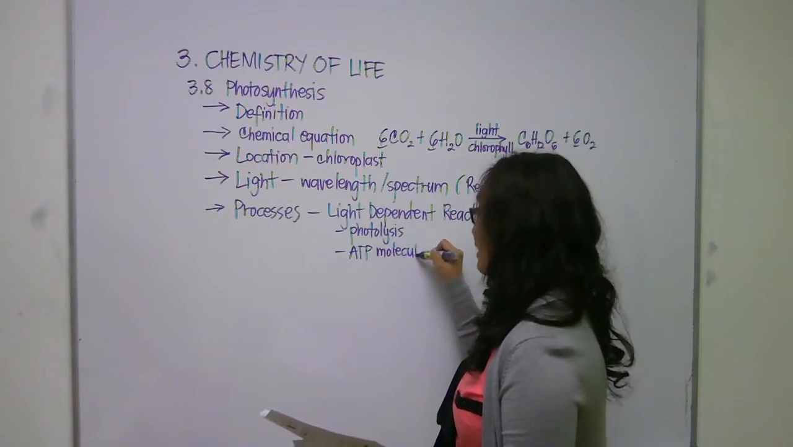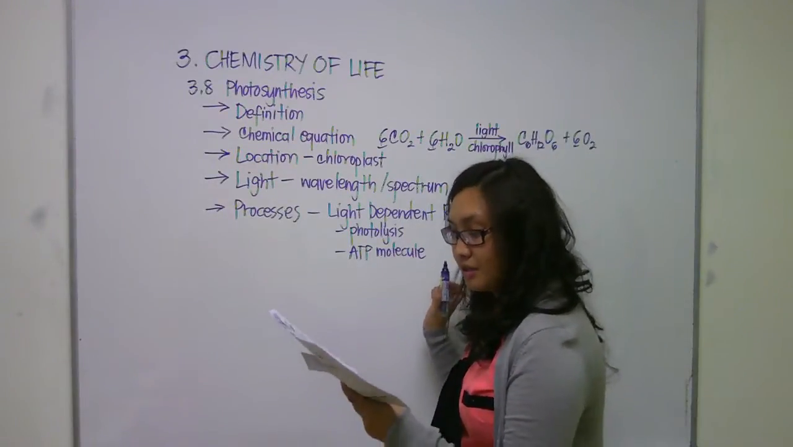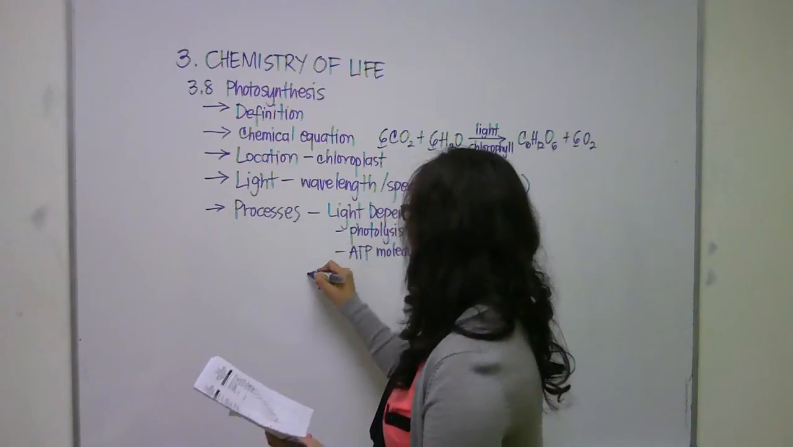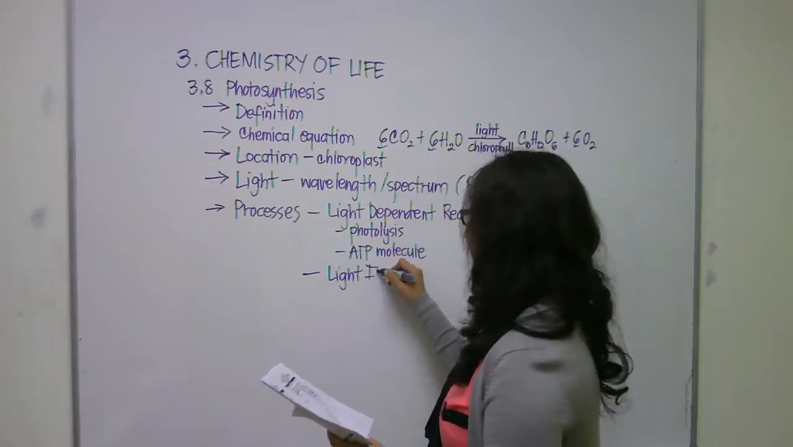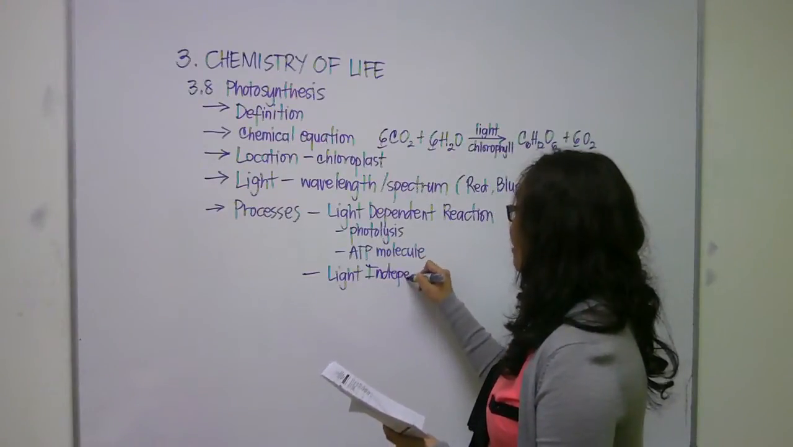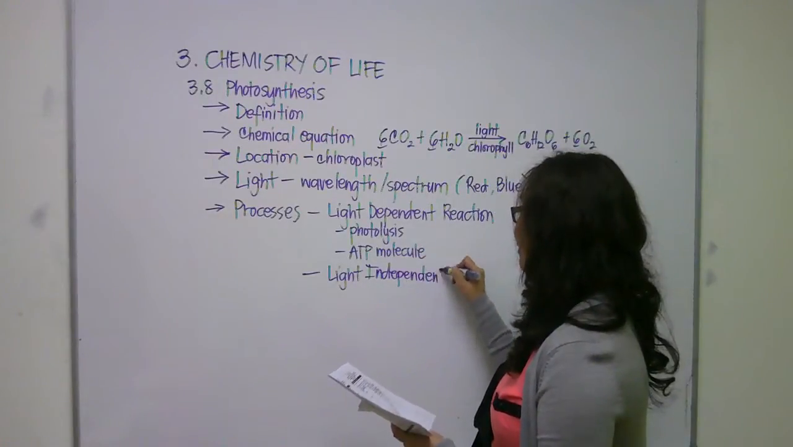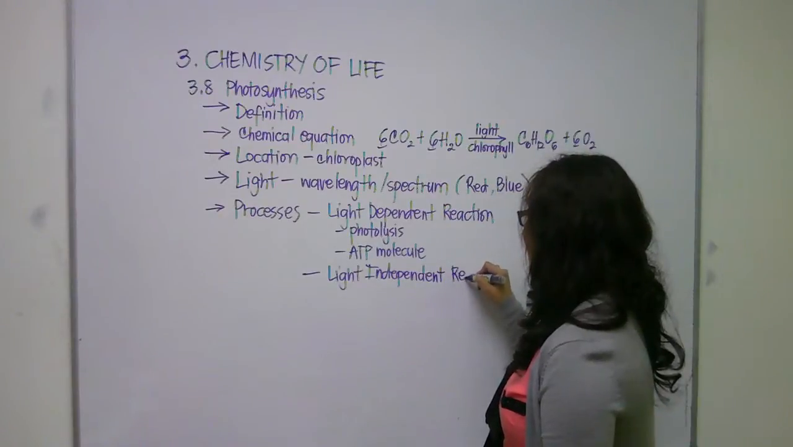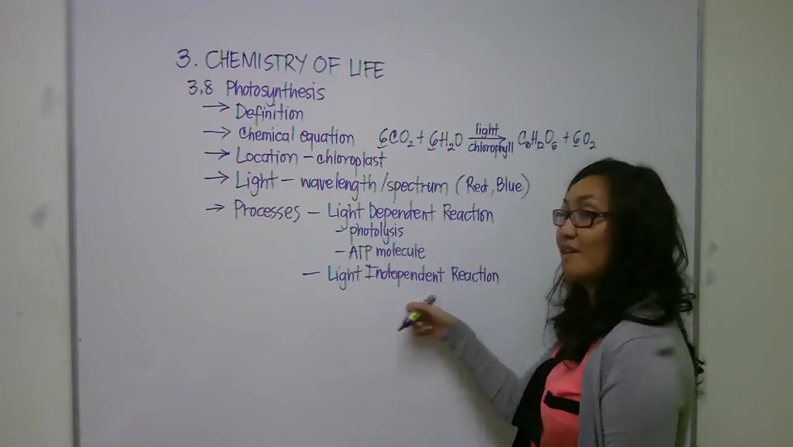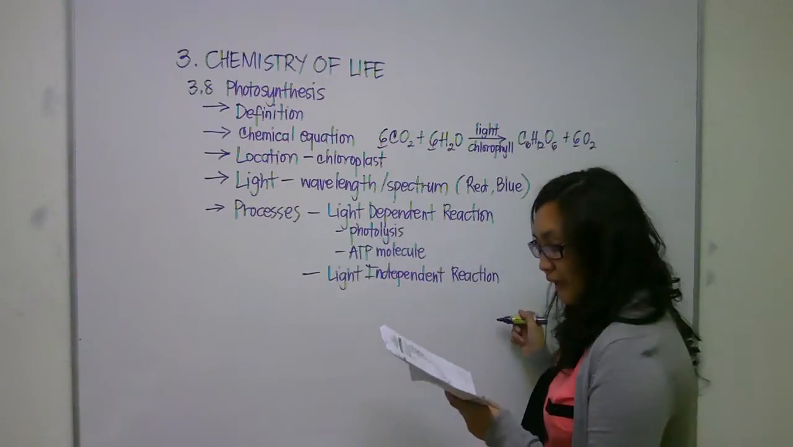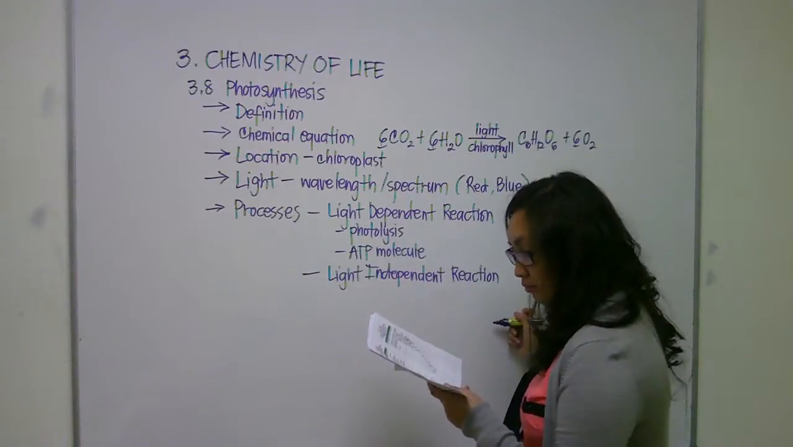The next process that is occurring in light-dependent reaction is ATP molecule formation to provide energy for the next process. Okay, so the next one, we have the light-independent reaction. In the light-independent reaction, this doesn't require light, but it needs molecules that have been produced in light-dependent reaction for this to occur.